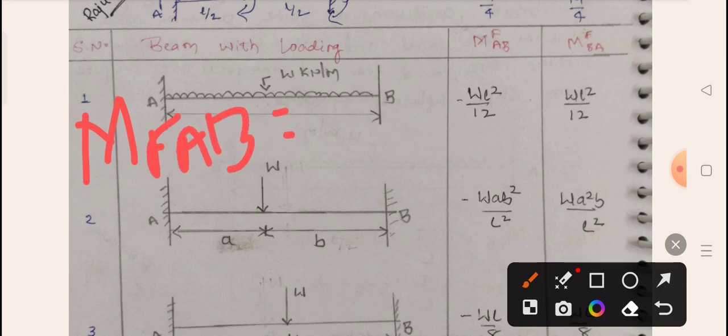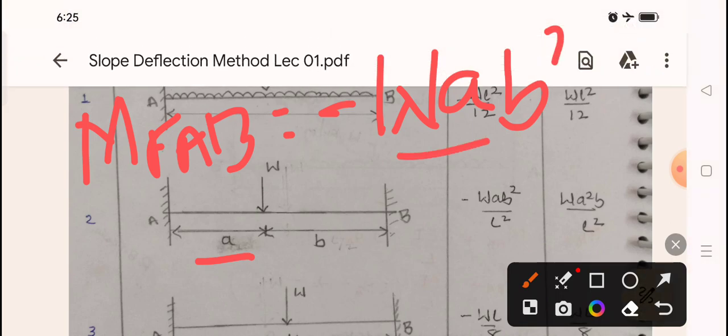The formula will be minus W. Please multiply this one. W first letter as it is, second distance square. W A B square by L square. This is the formula you are supposed to do.